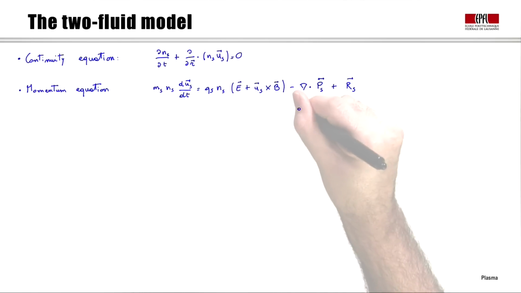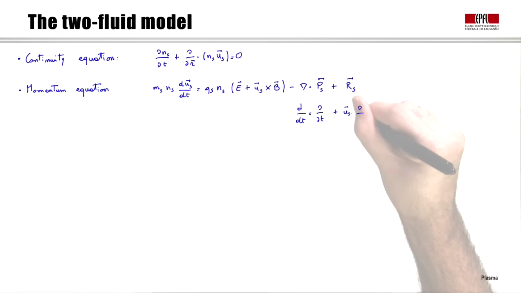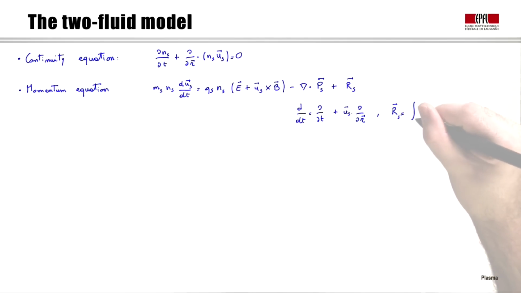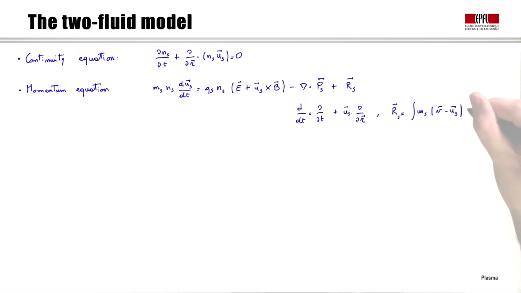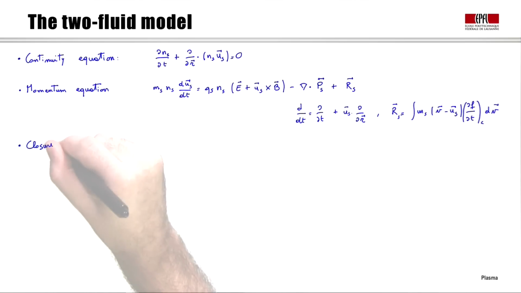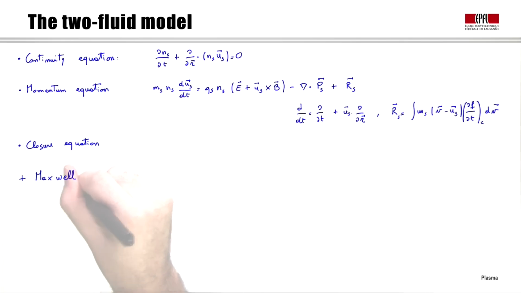With d over dt, we have denoted the convective time derivative, and the friction forces are given by the integral of the collision terms of the Vlasov-Boltzmann equation. The pressure term is given by a closure equation that I am not going to write here. And the system has to be coupled to Maxwell's equations.